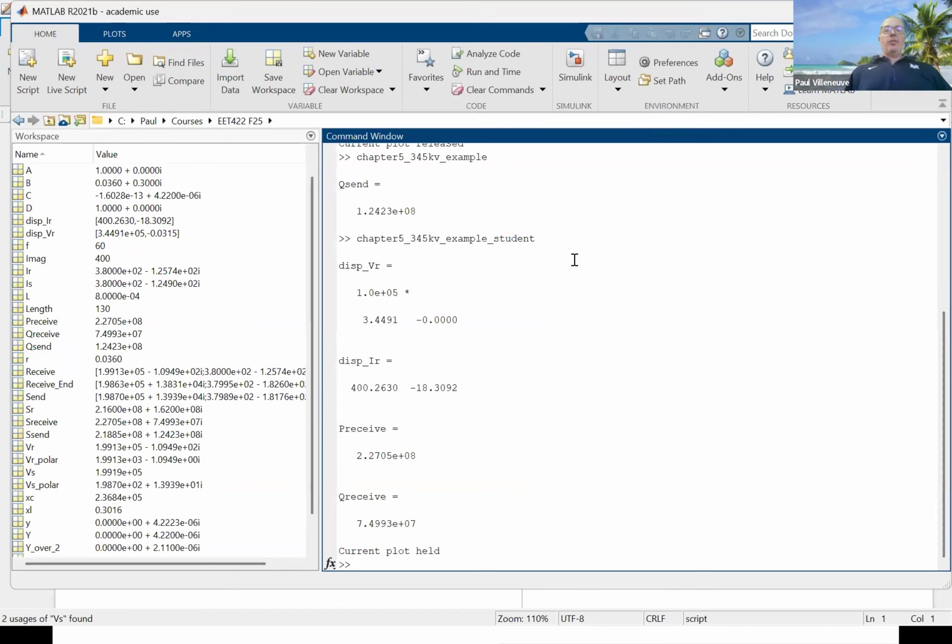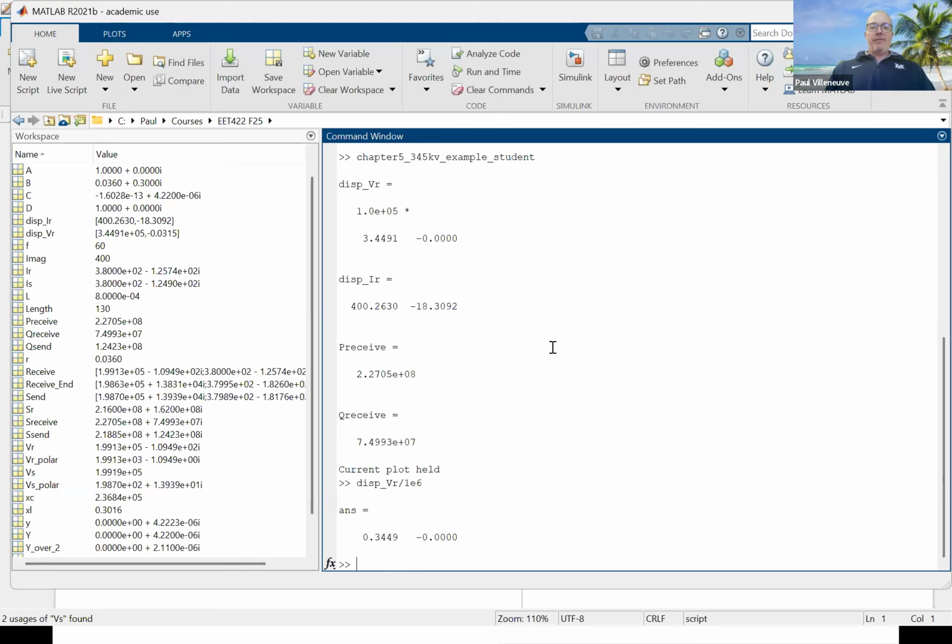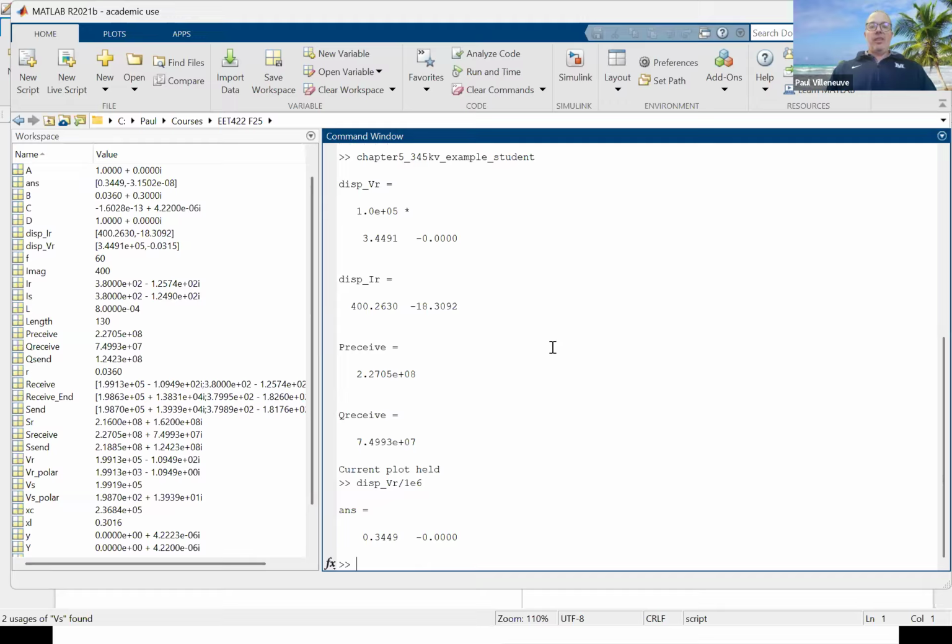So our receiving end voltage is just under 345. And this is the problem with using the display. You can see the angle basically says 0. That's because it's 345,000 volts. So if you want to make this a little bit easier to display, if you take display underscore VR and divide by 1 mega, it's still not showing the angle. So the angle looks very small.